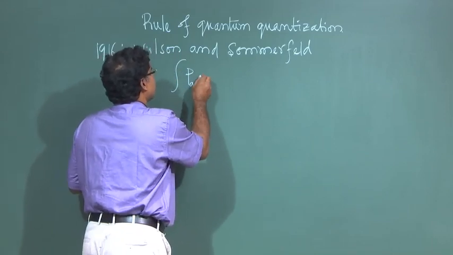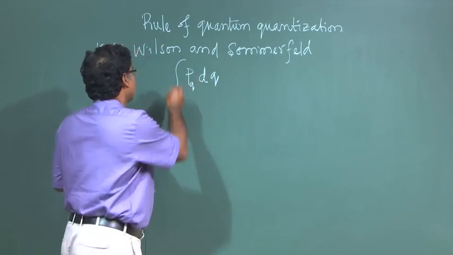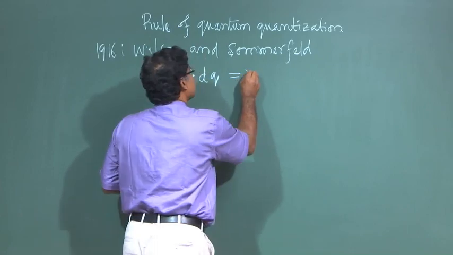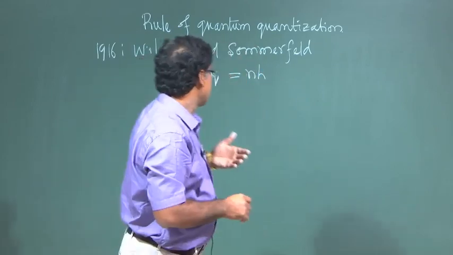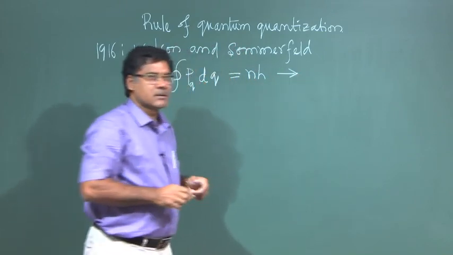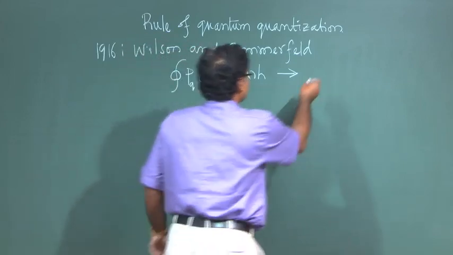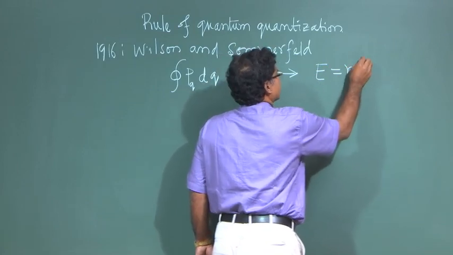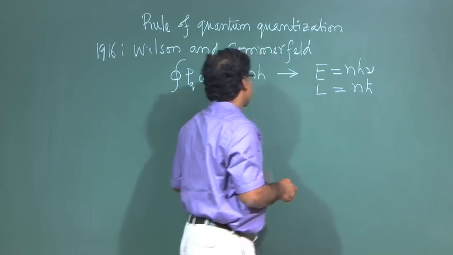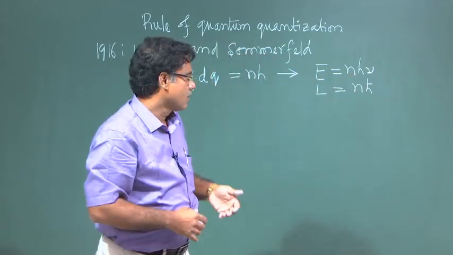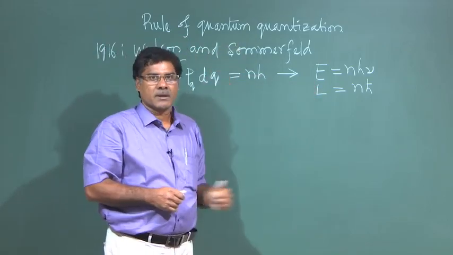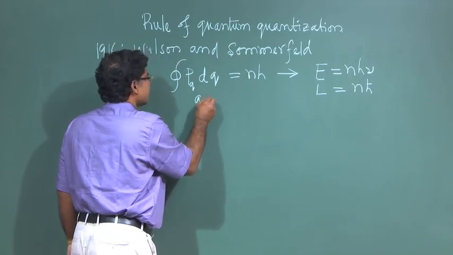So they found that the integral of P dQ over a closed path will be quantized in units of h. Okay. So that was the general quantization rule they set, and from this rule I have shown you in the last class that one can get Planck's quantization E equal to n h nu, as well as Bohr quantization L equal to n h cross. So whatever existing quantization conditions were used, they were derived from the general quantum condition, which is also called the action integral.